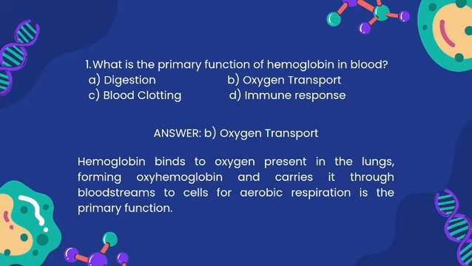The answer is option B, oxygen transport, because hemoglobin binds to oxygen that is present in our lungs to form oxyhemoglobin and carries it throughout the bloodstream to cells which require aerobic respiration.